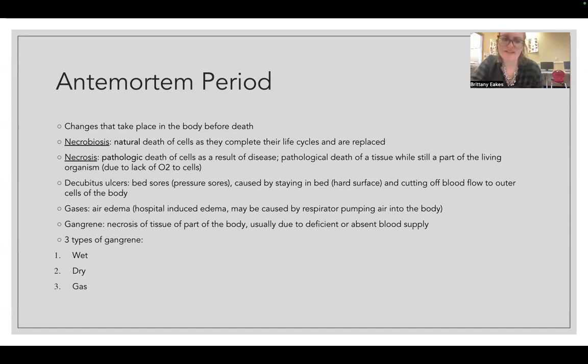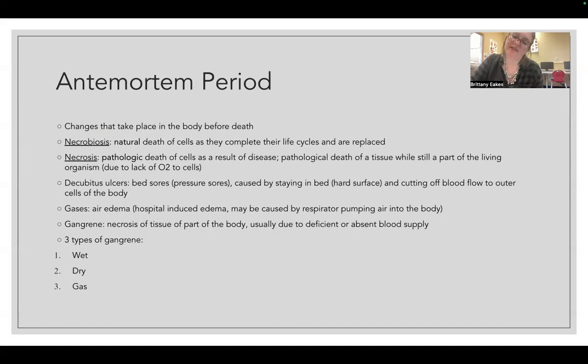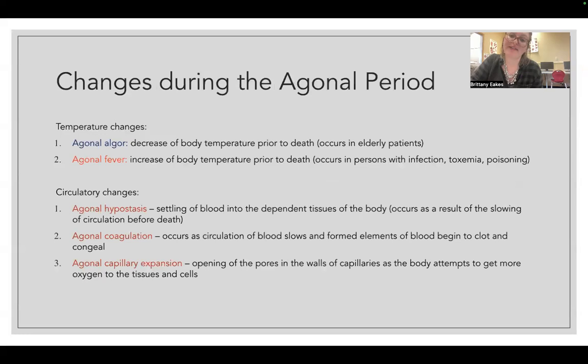There's 3 different types of gangrene. There's dry or ischemic gangrene, which is due to lack of blood flow. Wet gangrene is when bacteria invades and multiplies in that gangrene. It's an infection. And then there's gas gangrene, which is caused by Clostridium perfringens, which is a pathogen we talk about in micro. It's the same pathogen that causes tissue gas.